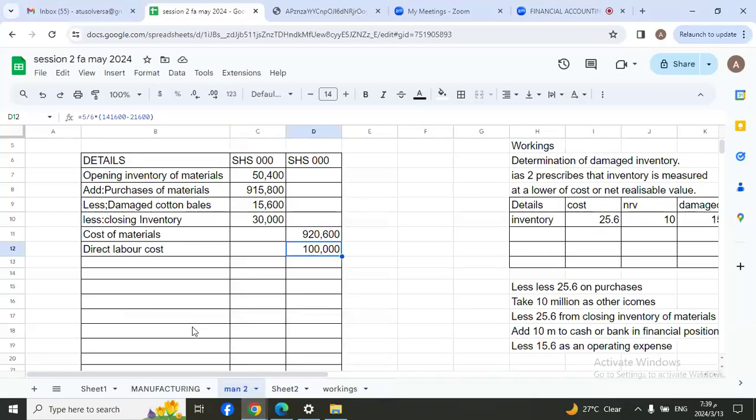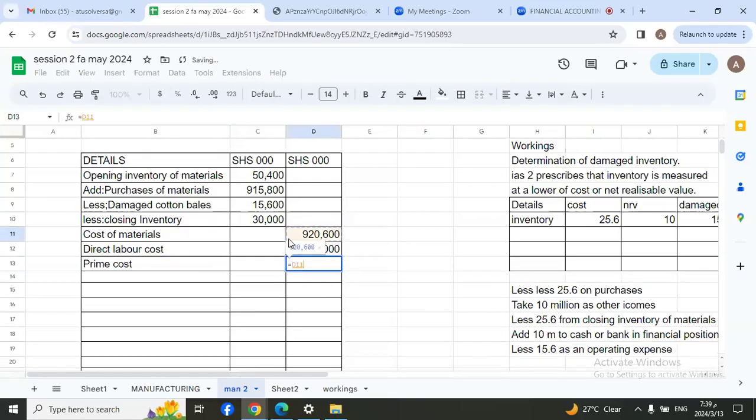So we come here, what we get, we said prime cost is the sum of direct costs. So we are going to get our prime cost. My prime cost is this plus this. So I'm getting 120,600.